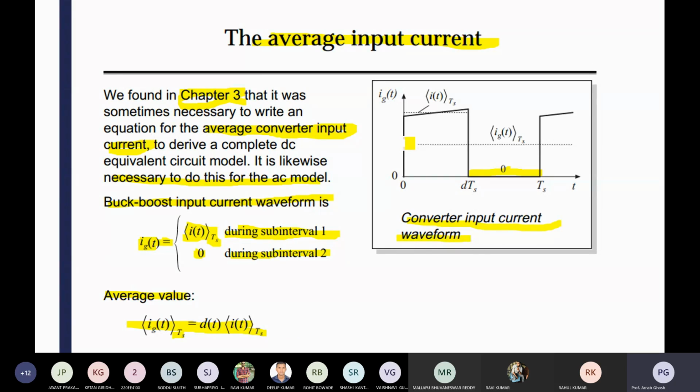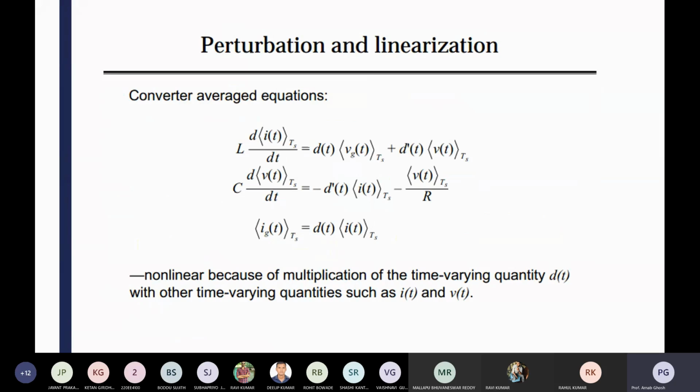So the input current has an equal amount of current ripple. You can see over there that it has current ripple. Basically IG has some value, then it is 0, so definitely there is some current ripple. That's the problem. If the waveform has some value, the current will not be 0, so the effective ripple will be less. Then we are using the perturbation and linearization options.